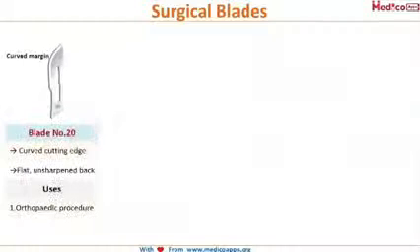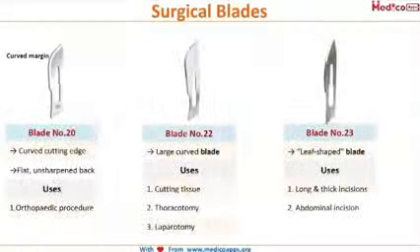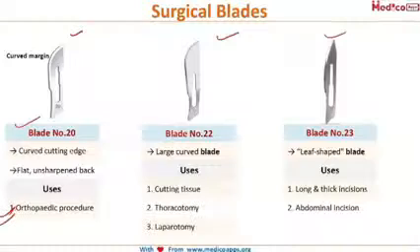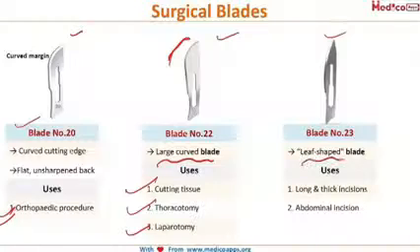After that, we will now discuss blade number 20, 22 and 23. All these three, as you can see, again have a belly and a curved edge. We will start with blade number 20. Blade number 20 is used in orthopedic procedures. Blade number 22 is a large curved blade, as you can see in this image. These are mainly used for cutting tissues, thoracotomy and laparotomy. And lastly, blade number 23 is a leaf-shaped blade, and these are used for making long and thick incisions and in abdominal incisions. So these are the surgical blades and their uses.